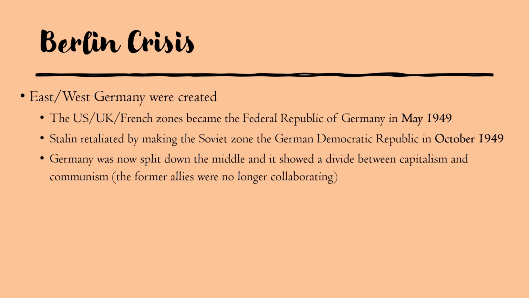And this meant that Germany was split down the middle. There was a divide between capitalism and communism, and crucially it showed that the allies who had been fighting Germany those years before were now no longer collaborating and in complete opposition. Germany was split into 2 different countries. There was a rift again in quality of life. The Federal Republic, West Germany, recovered a lot better from the war, and now these 2 sides were in complete opposition to each other.